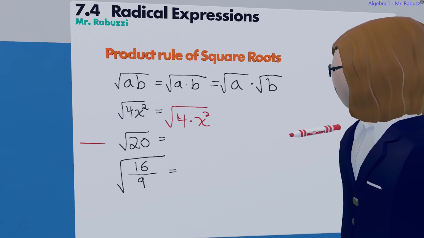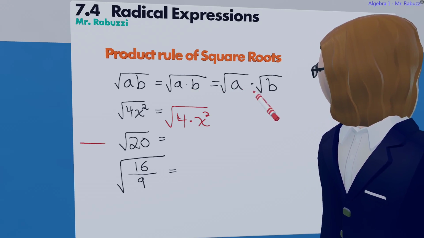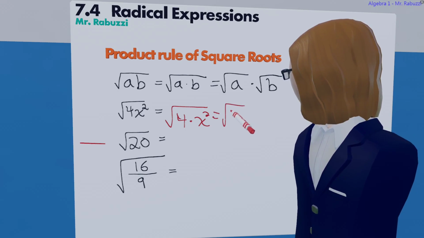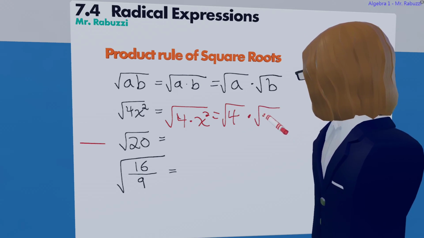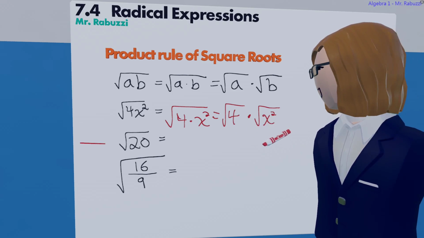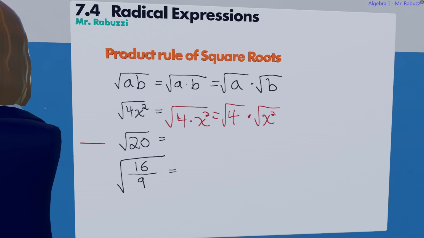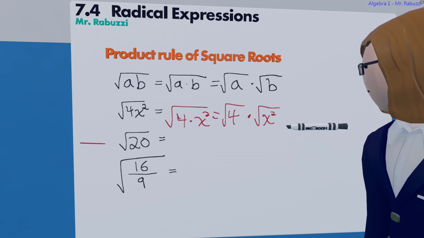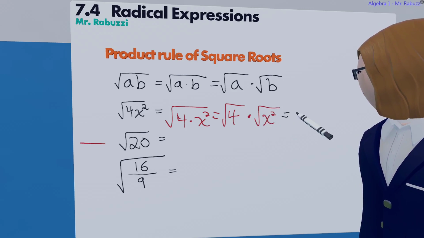Now we also know if two numbers are multiplying under a radical, we can break them apart multiplying. So square root of 4 times square root of x squared. Okay? Now this is a good example because we just have to think back to the last board. And what did we get for our answer when we had square root of 4? Well, that was 2.